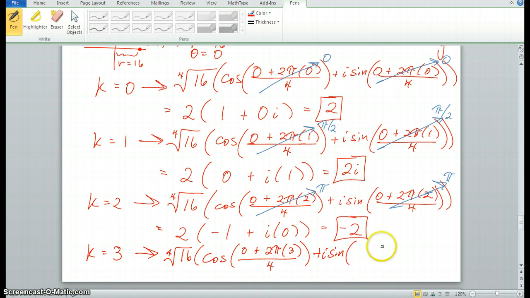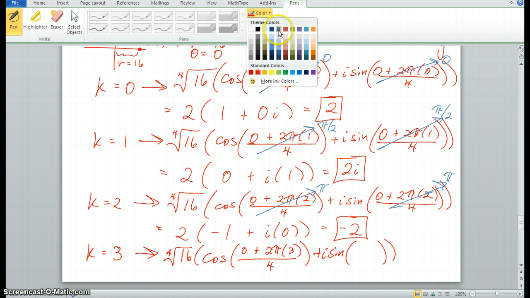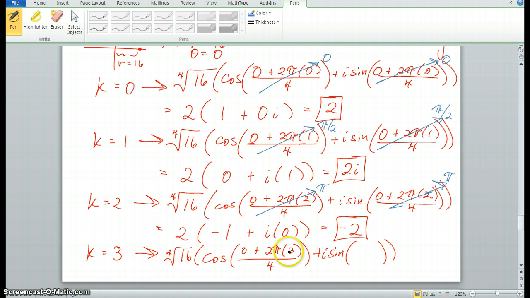For the sake of space, I'm just going to go ahead and simplify this. 2 pi times 3 is 6 pi, and then divide that by 4. You've simply got 3 pi over 2, and this is 3 pi over 2. So we can go ahead and simplify in the next instance with, well, 4th root of 16 is 2 again. And then we've got cosine of 3 pi over 2, which we all know to be 0 from the unit circle, and the sine of 3 pi over 2 to be negative 1. Distribute the 2, and we end up with 2 times 0, which is 0, 2 times negative i, so negative 2i.